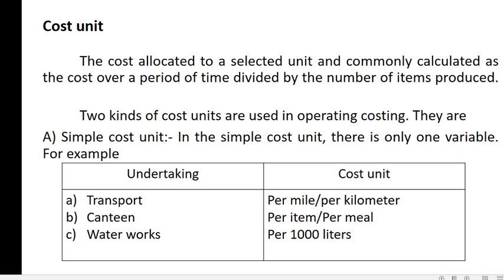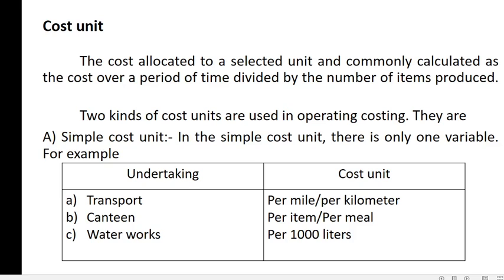Now we come to the cost unit. So what is a cost unit? A cost unit refers to unit of quantity of product, service or time, or a combination of these in relation to which cost may be ascertained or expressed. It is the unit of quantity in terms of which costs are ascertained and expressed. A cost unit is the cost allocated to a selected unit and calculated as the cost over a period of time divided by the number of items produced. So this is a cost unit.